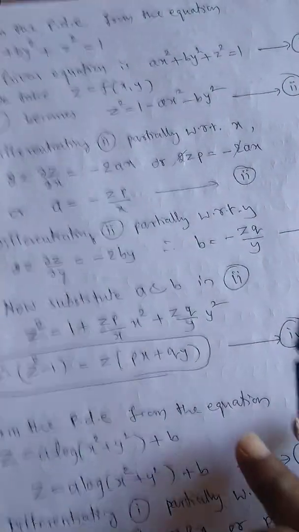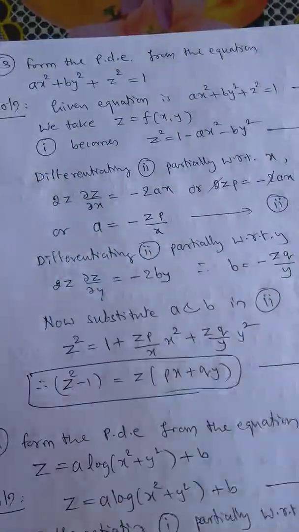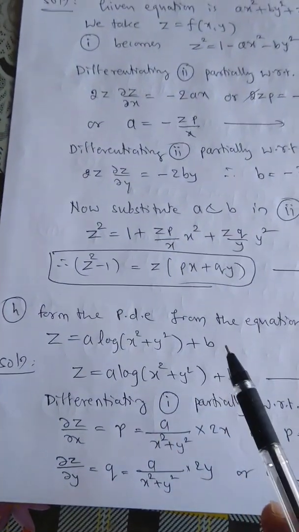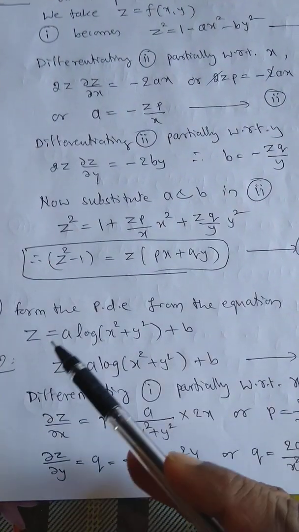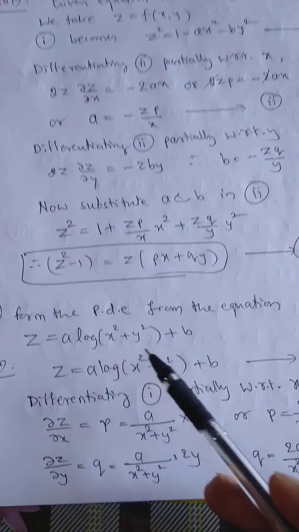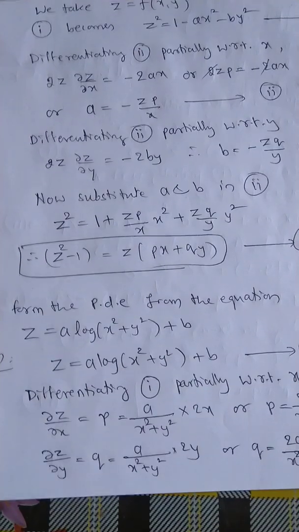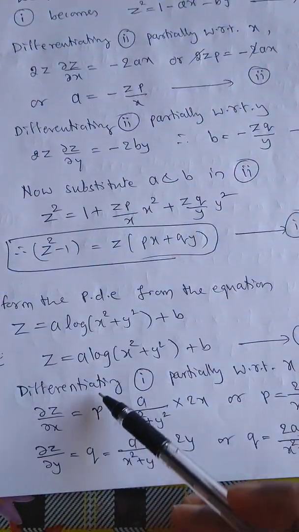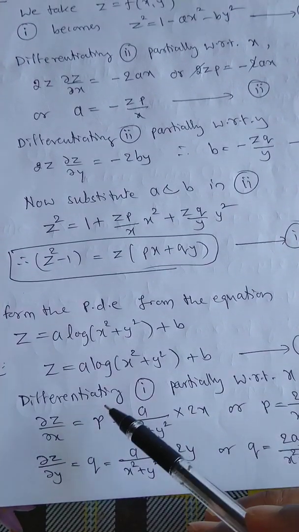Okay, and next, form the partial differential equation from the equation z equal to a into log of x square plus y square plus b. In this, a is arbitrary and b is fixed, so we calculate the first order partial differential equation.